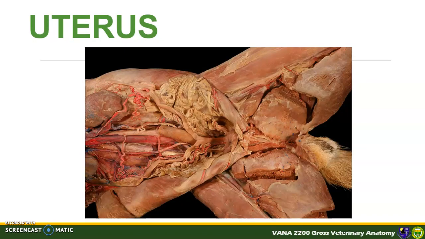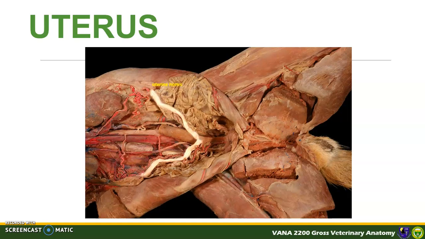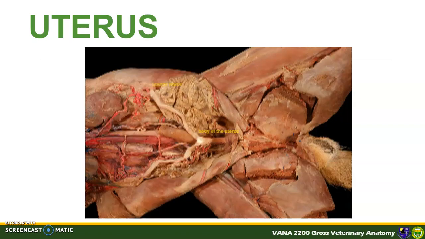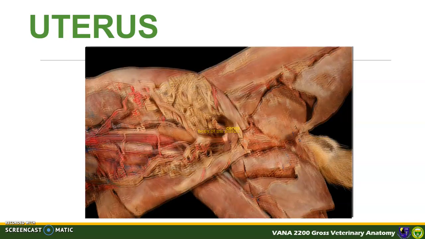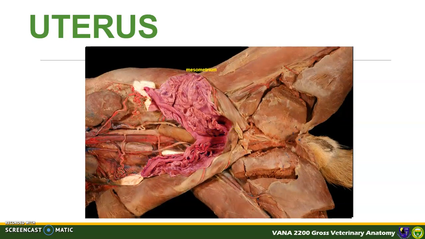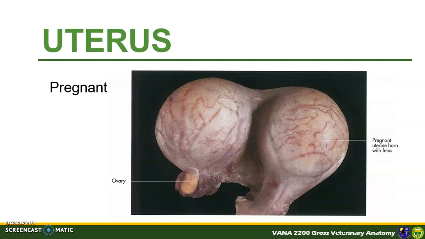To orient you on the location of the uterus, here is a dorsal view of the abdomen. Here is the paired long uterine horn, the short uterine body, and the short cervix. The uterus is being held by the mesometrium. Additionally, here is a picture showing the uterus from a pregnant cat. Take note of the size of the ovary and the size of the developing fetus inside the uterine horn.